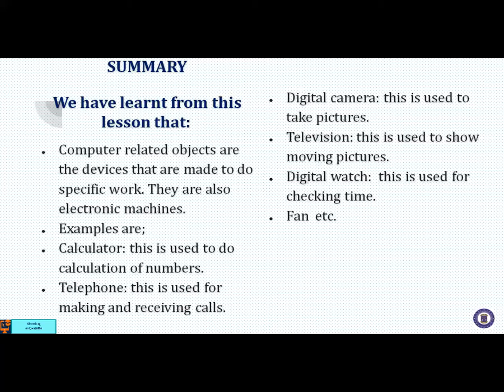So our next topic, we'll be talking about computer non-related objects. Thank you and remain blessed.